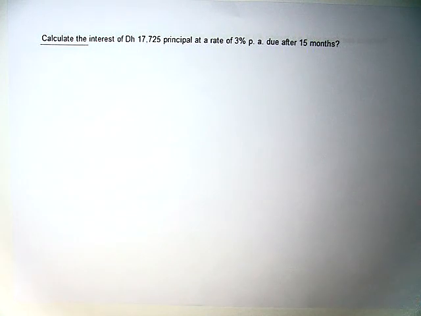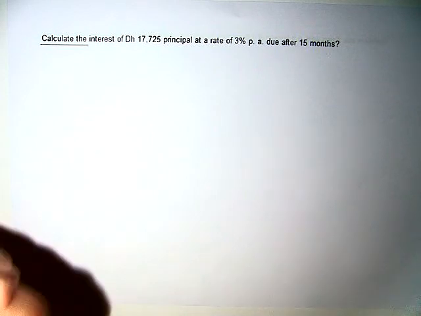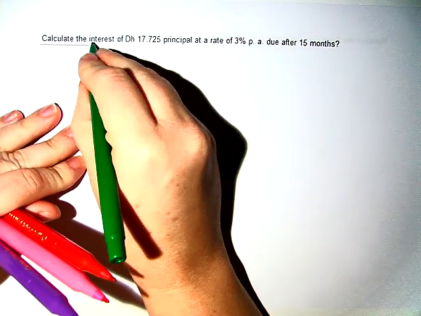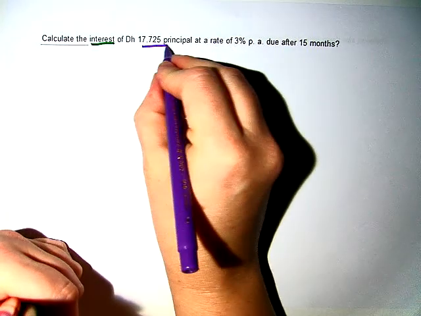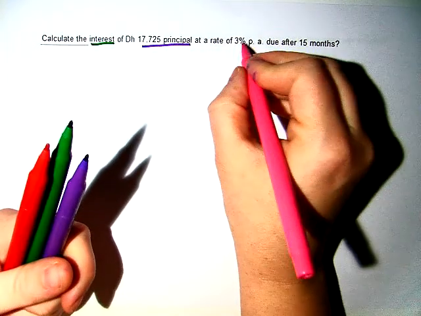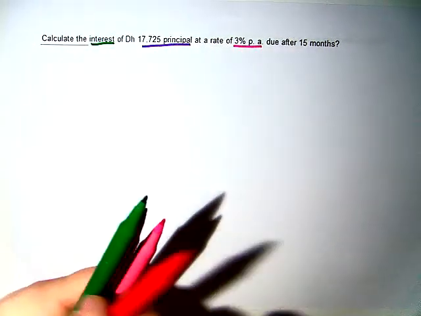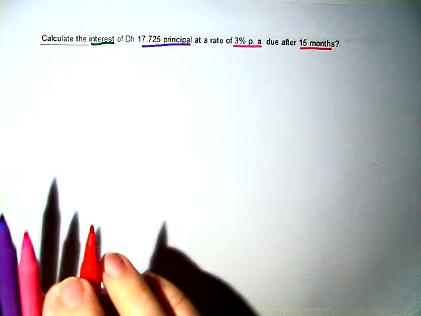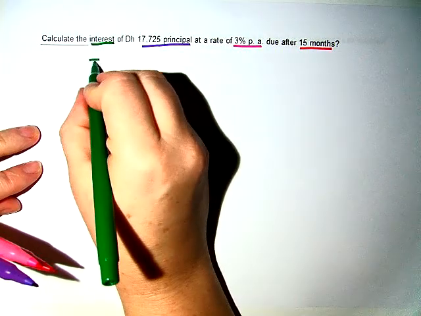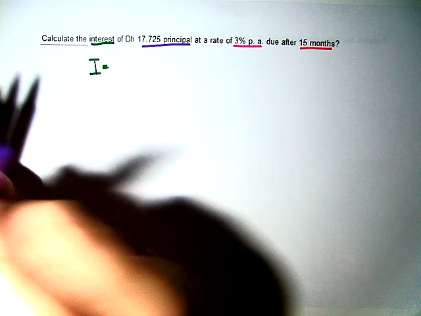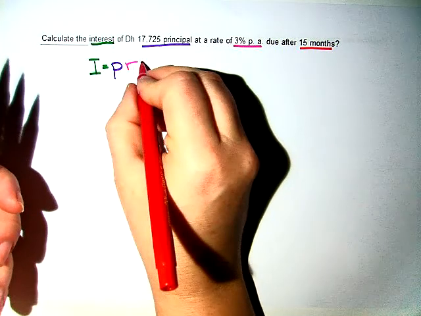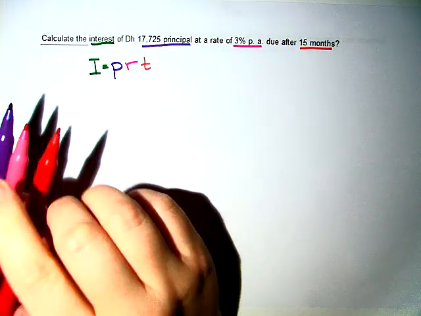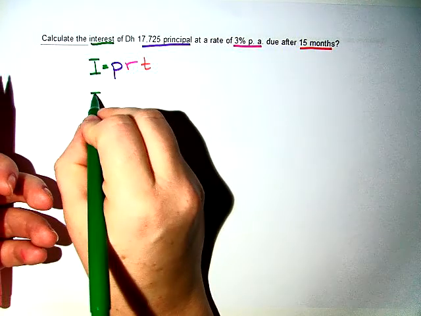All right, so now we're going to look at some final exam problems from Unit 2, the interest unit, the percentages unit. Calculate the interest of something as a principal, so this is my principal, at a rate of 3% per year due after 15 months. Now we know that the formula for interest is I equals principal times the rate as a percentage multiplied by the time in years. So we're going to go ahead and solve for interest.